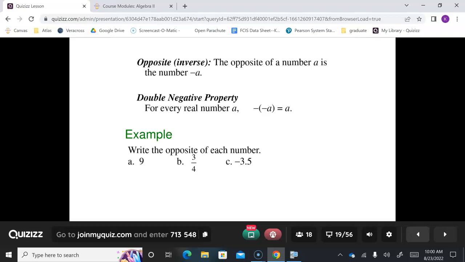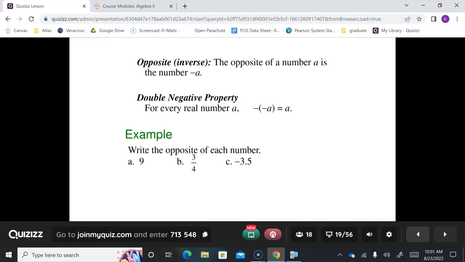And then the double negative property says that for every real number, if we have a double negative, it ends up being that same base. So if I have a -(-5), it's just 5. If I have a -(-1/2), it's just 1/2. The double negative cancels out. So what's the opposite of 9 going to be? -9. That's the opposite.